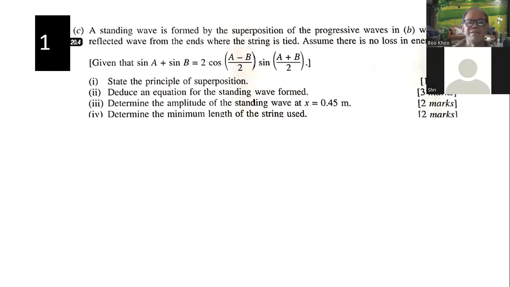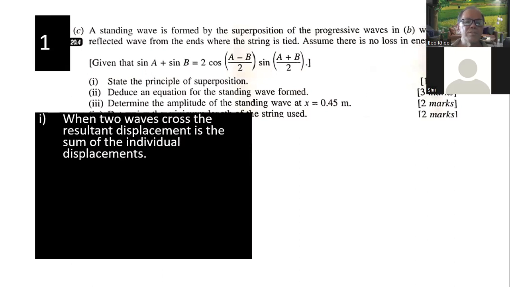These are all things you must know by heart. When two waves meet at a point, the resultant displacement is equal to the sum of the individual displacements. When two waves cross or meet, the resultant displacement is the sum of the individual displacements. Okay, deduce an equation for the standing wave form.